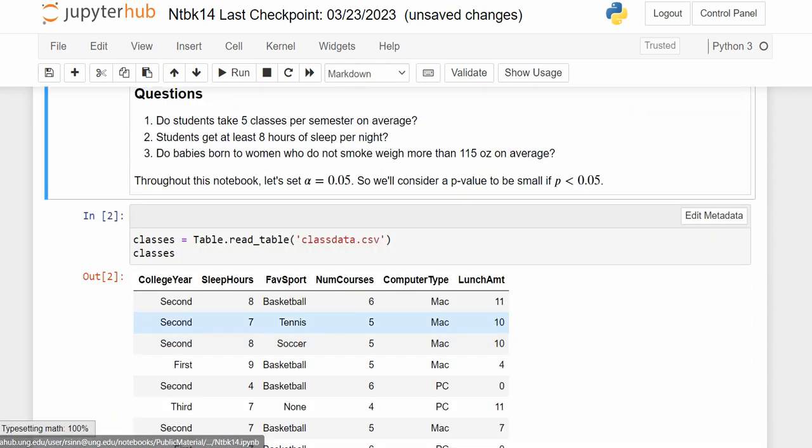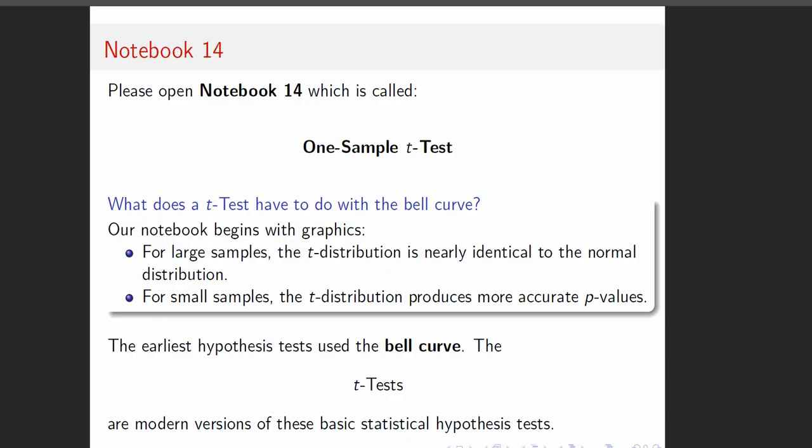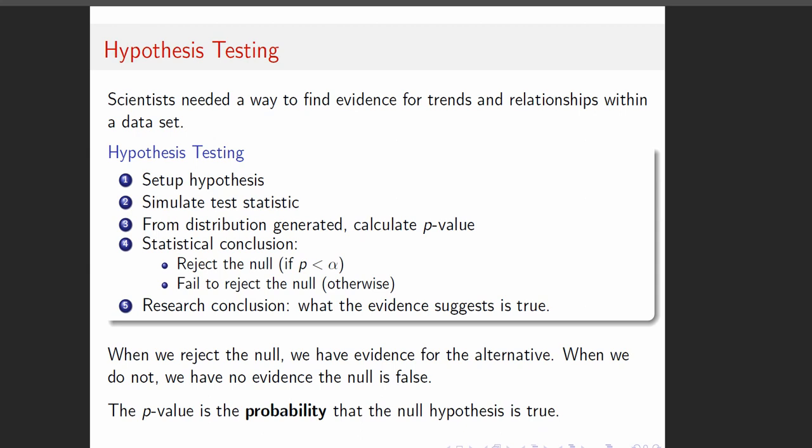Okay, so the first hypothesis test we're going to take a look at is, do students take 5 classes per semester on average? When we talk about hypothesis testing, we're talking about the process that scientists use to find evidence for trends and relationships within a data set. What we've looked at so far are associations. And if we want scientific evidence for a certain relationship, then we use a hypothesis test.